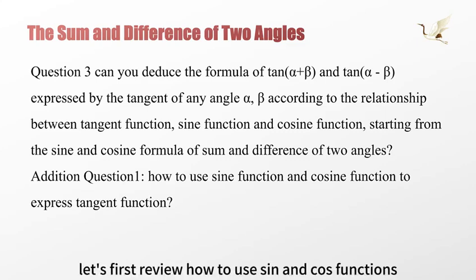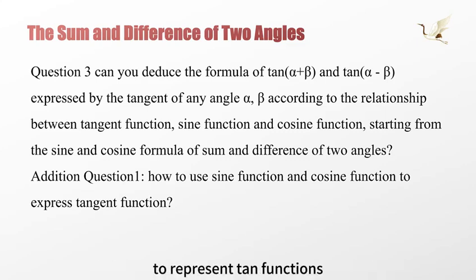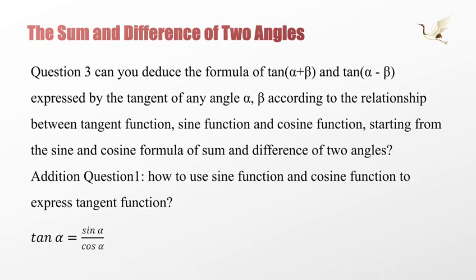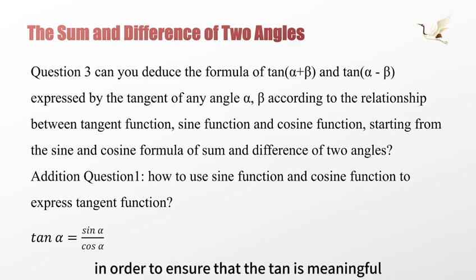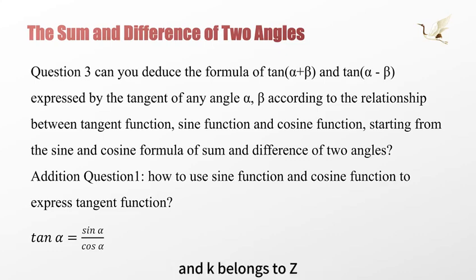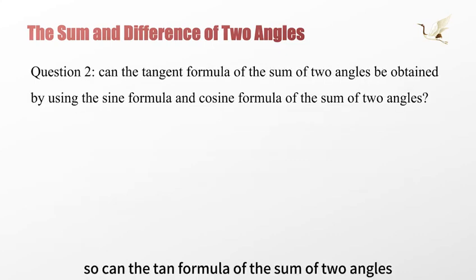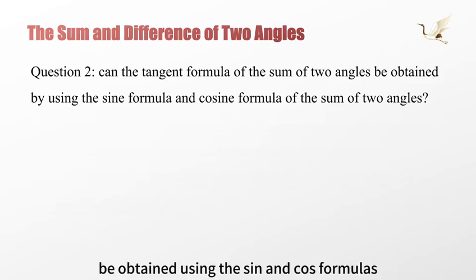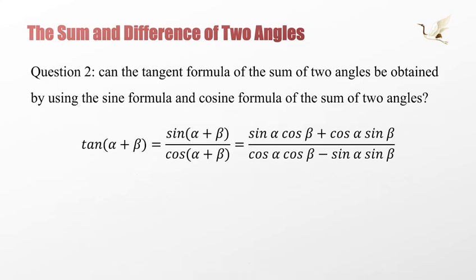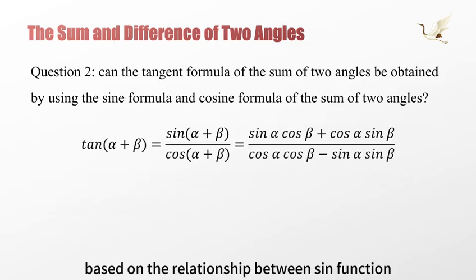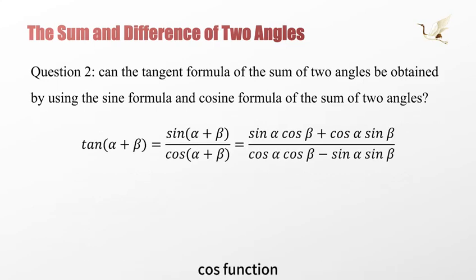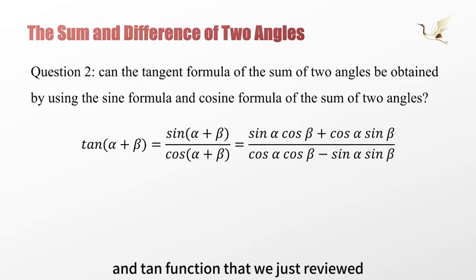Let's first review how to use sine and cosine functions to represent tangent functions. We know that tangent alpha is equal to sine alpha divided by cosine alpha. Of course, in order to ensure that the tangent is meaningful, alpha is not equal to k pi plus half pi, where k belongs to Z. So, can the tangent formula of the sum of two angles be obtained using the sine and cosine formulas of the sum of two angles?